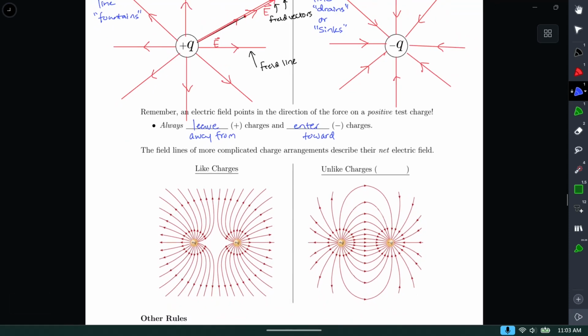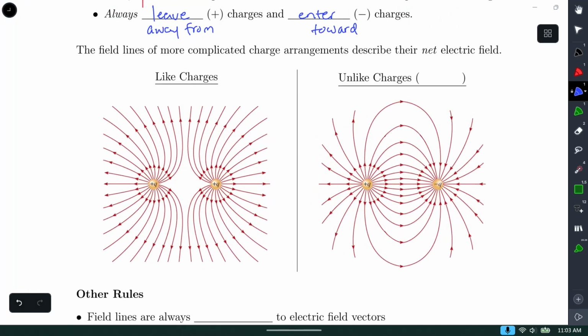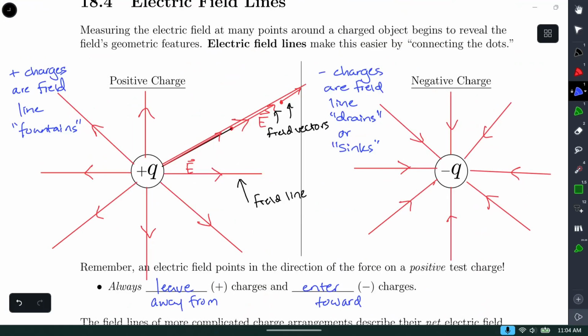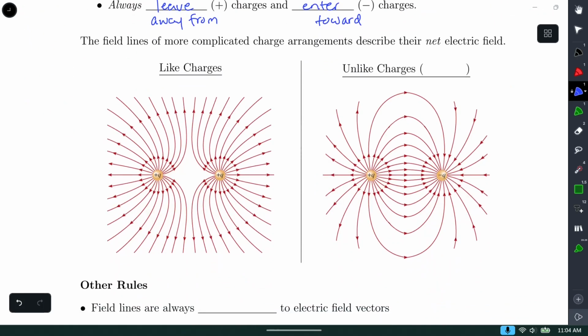And now we can start looking at, well, what if we have more than just one charge? Then what happens? We get something like this instead, more complicated field geometries. So on the left, we've got two like charges, and how you get these pictures is the same as how you get these. You find the electric field at each point around the objects, and then you connect the dots of them. It's just harder to do for these because you have to use vector addition.